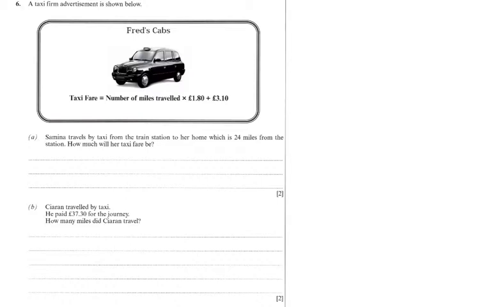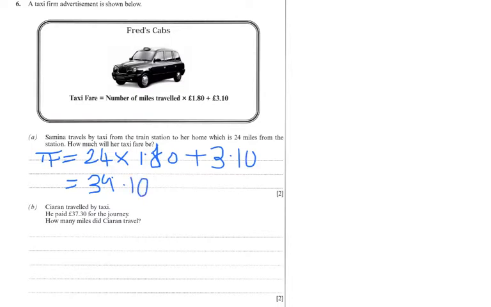So in this question, we're told that Samina travels 24 miles. How much is it going to cost her? So we just put that in. TF for taxi fare equals, right, we know the number of miles is 24. So we've got 24 times 1.80 plus £3.10. Stick that into your calculator and you get the taxi fare to come to a grand total of £39.10.